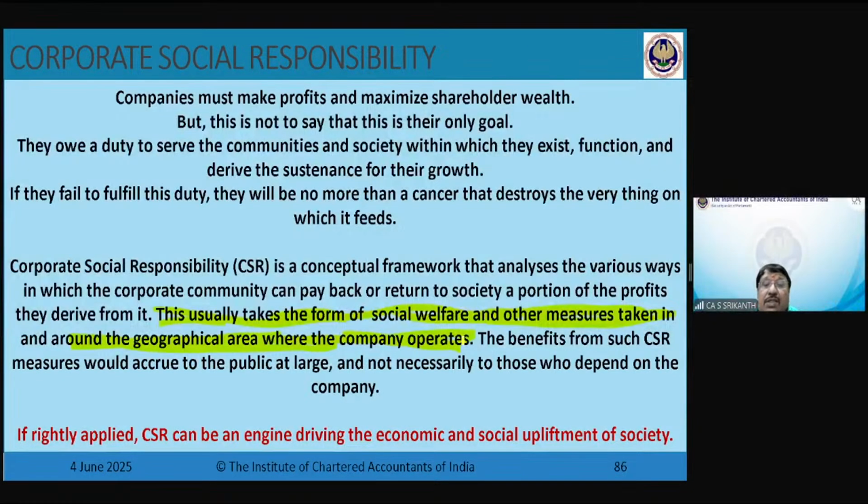Now, why am I saying all this? This is something that the companies can work on. You can set up a cancer detection screening facility in the local areas for early detection, not only for your employees, for everybody. And possibly support a free cancer hospital, whatever. I'm only giving examples. There are so many things that you can do in CSR. CSR, if rightly applied, can be an engine driving the economic and social upliftment of society.